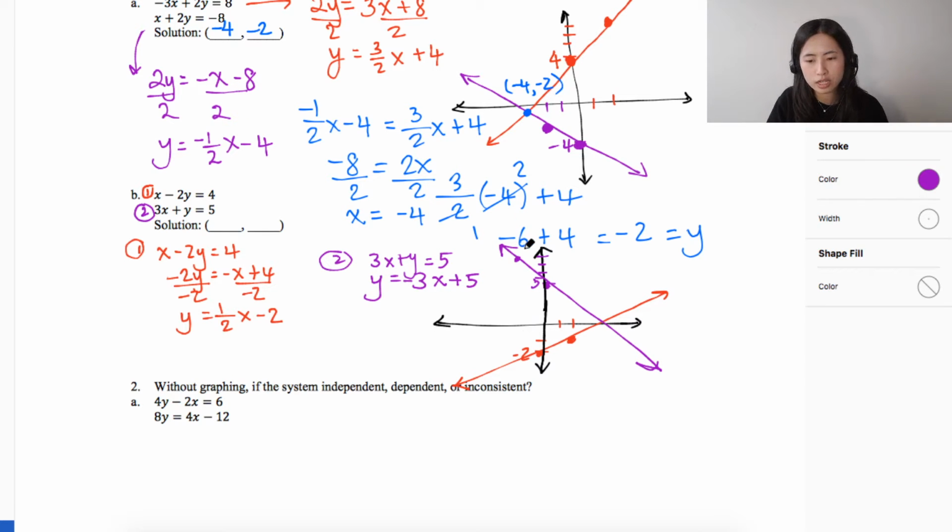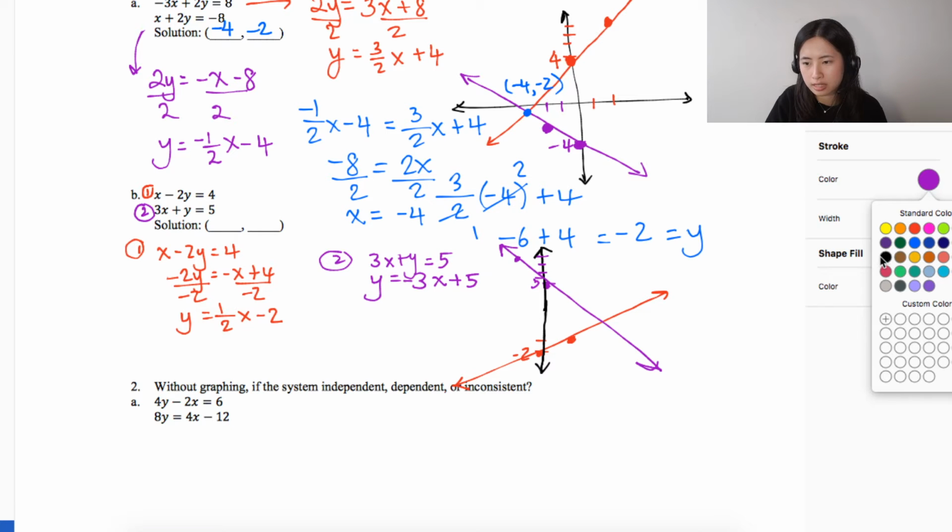Now, in order for us to find the point of intersection, first of all, this is not your x-axis because it's not supposed to touch your point of intersection. So maybe we can move our x-axis.